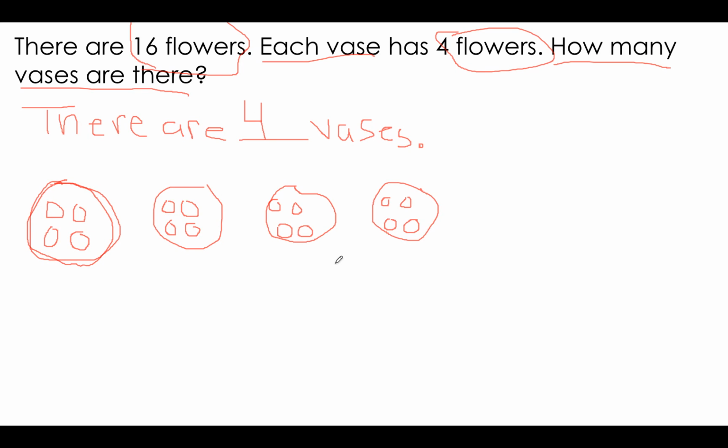Now, what would be the equation that I would write for this? Remember, what did I just do? I had a total of 16, and I put 4 in each one. So the equation that I could write is that I had a total of 16 flowers, and then I divided them out into 4 groups, which equals 4 in each group. So 16 divided by 4 equals 4.